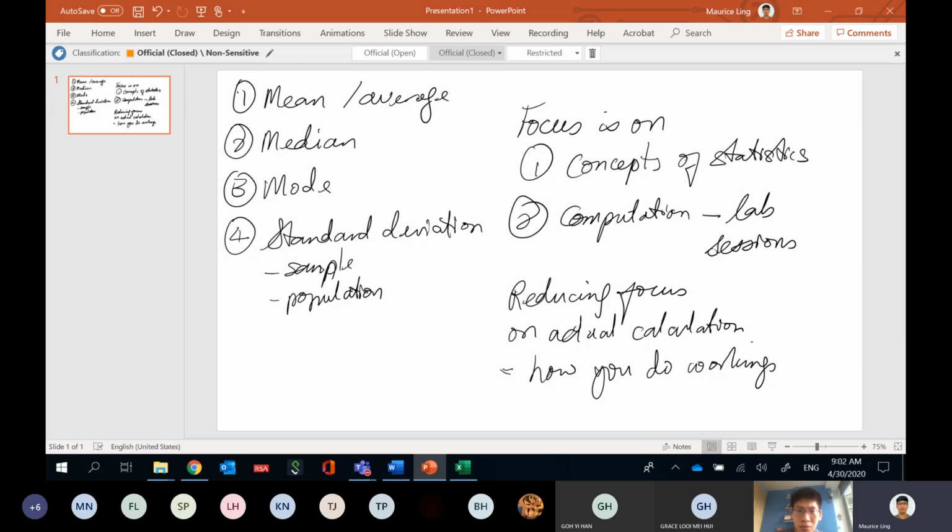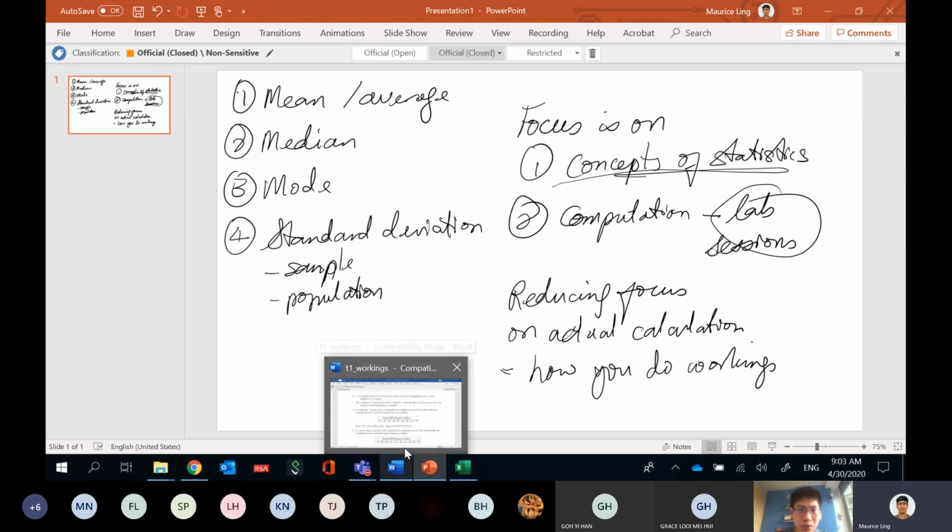So essentially, the whole module, the focus is really on the lab session. At the end of the day, for biological data analysis, we want you to be able to use Excel or your computer to analyze your data. We do not want you to still use pen and paper to do your calculations. The tutorial is mainly for the concepts, much less on the actual calculation itself.